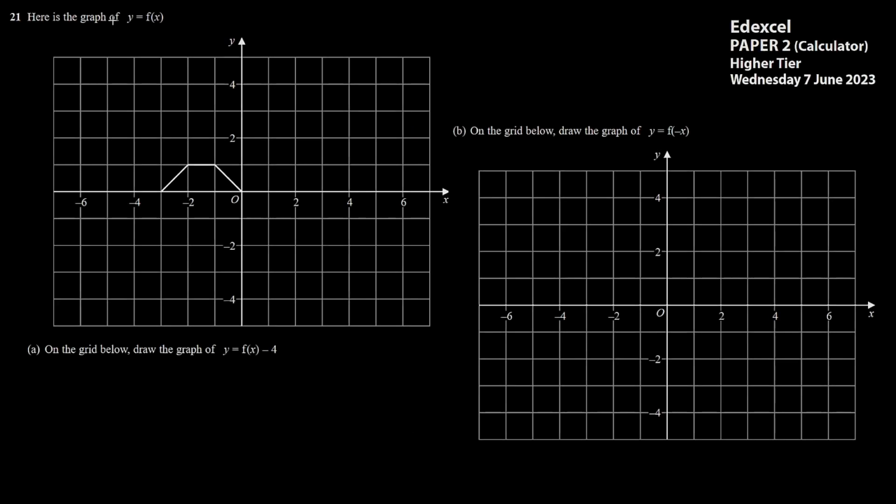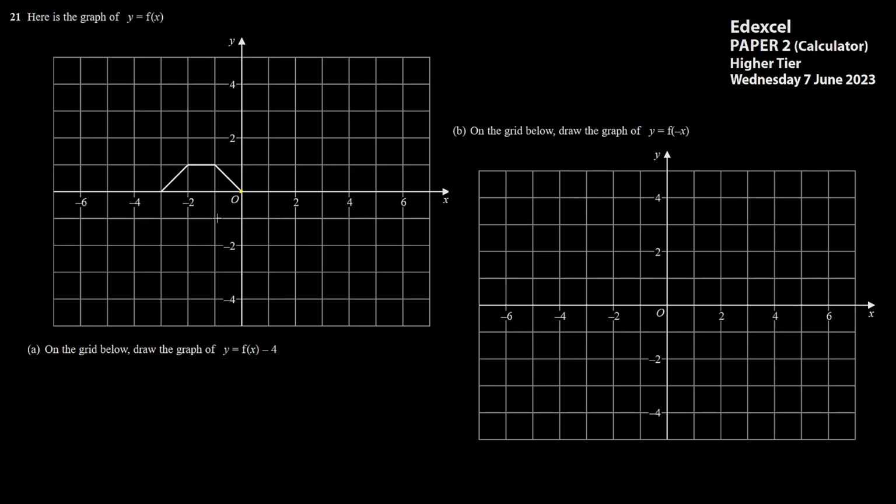Question 21, functions. This is f(x), and we're asked to plot f(x) - 4. Well, the adjustment of -4 is nowhere near the value of x. So this is a y transformation, and what we've done is just pulled the value of every y value of the original f(x) down by 4.